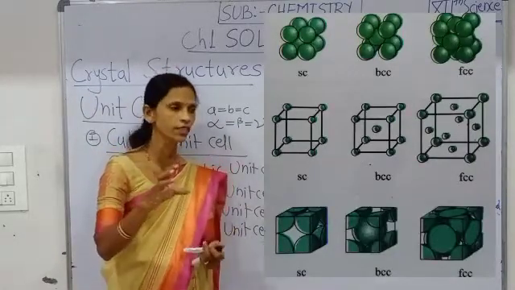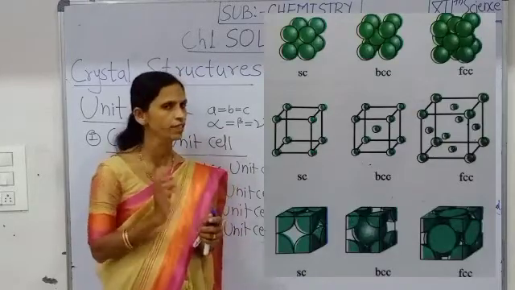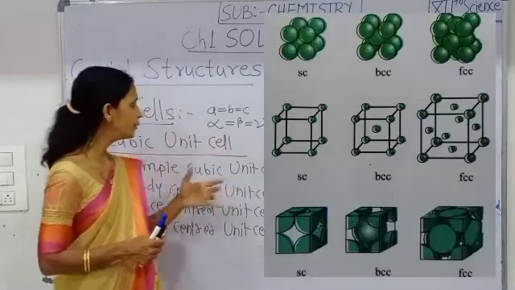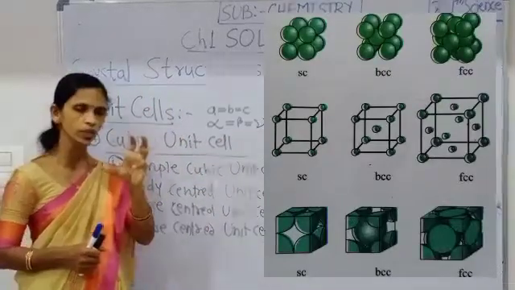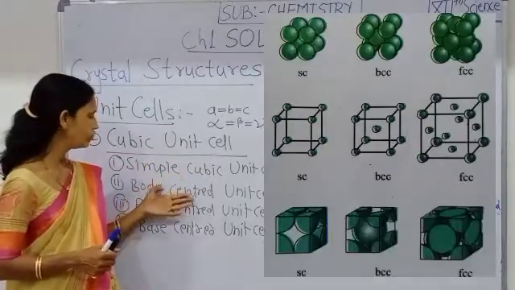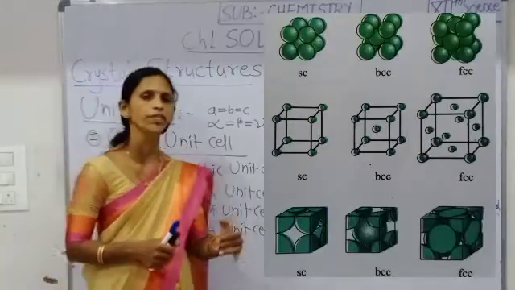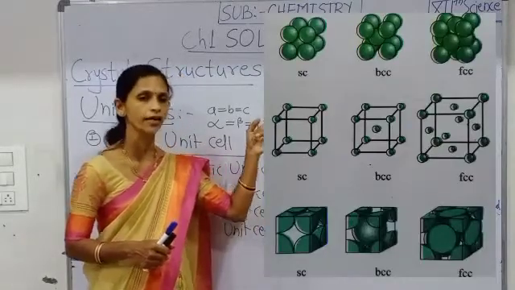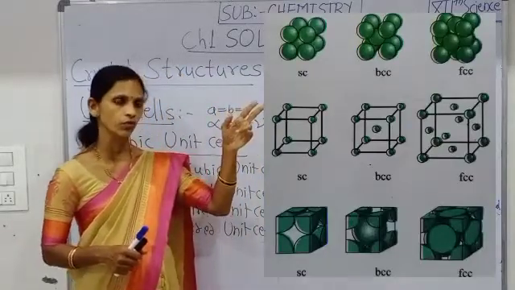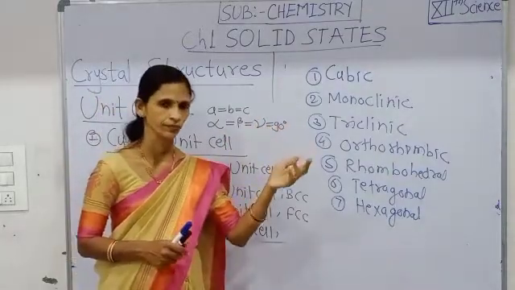All of you have observed that a chalk box is a cubic type of unit cell, and depending upon the position of the particles, those are classified into simple, body centered, face centered or base centered unit cells. See here in the diagram, the 4 types of cubic unit cells are given.